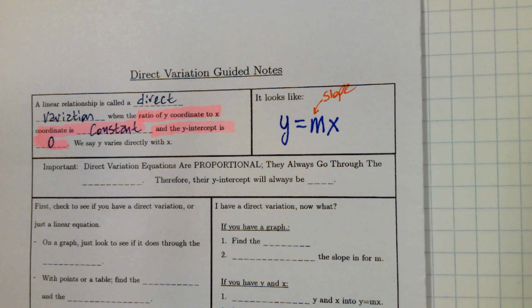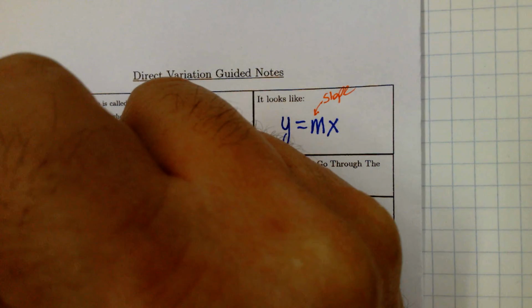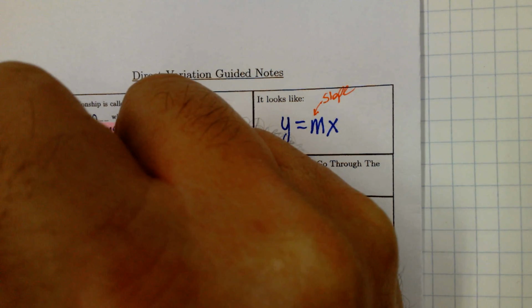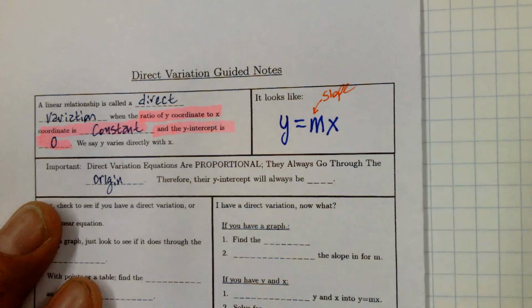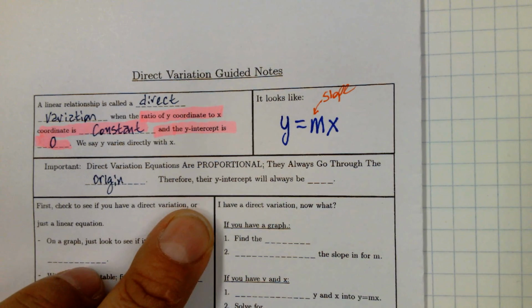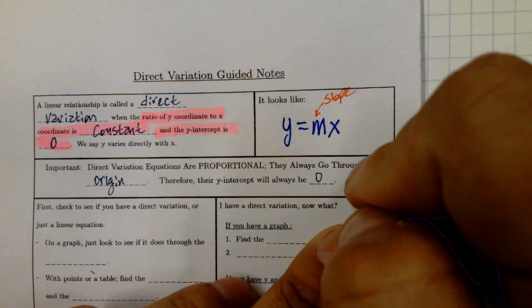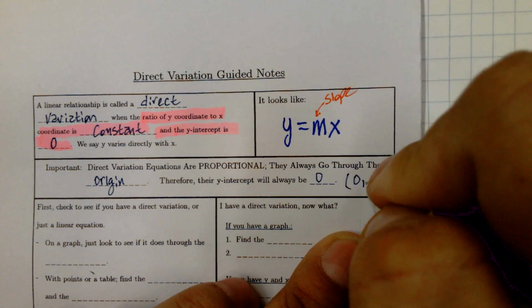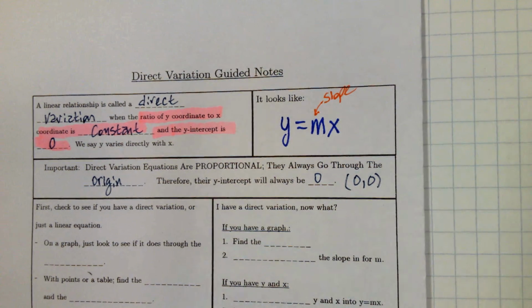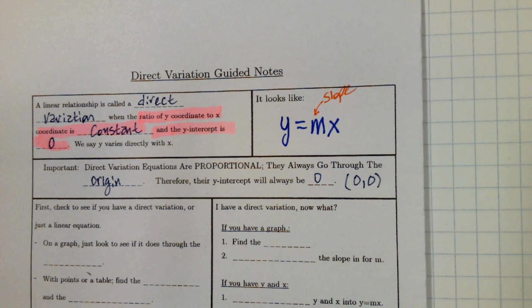So what's real important here is that direct variation equations are proportional. They always go through the origin. Therefore, the y-intercept will always be 0. And the coordinates, they don't add it here, but the coordinates are always going to be 0, 0. 0 for x and 0 for y.